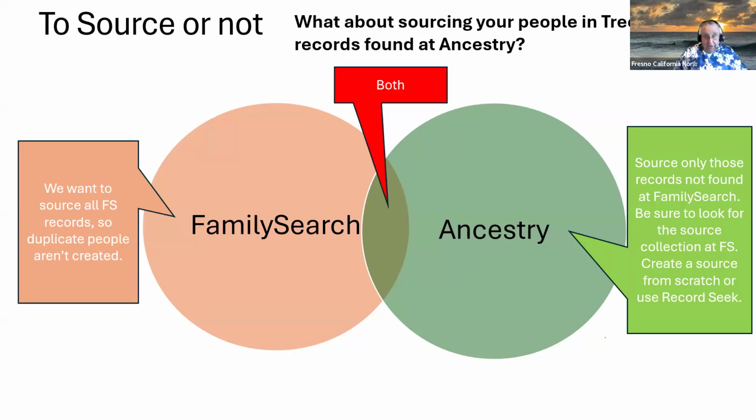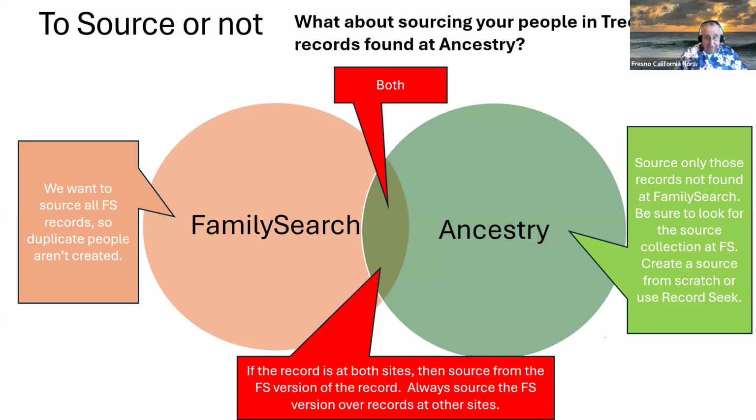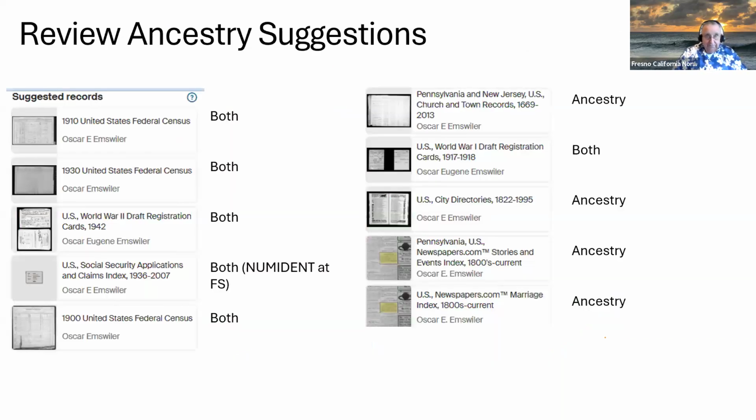Now, there are records that are found at both. It's really a bigger collection than this Venn diagram indicates. For those records, if you really know they're at both sites, you're going to try to find it at FamilySearch and source it from the FamilySearch version, not the Ancestry version, because again, we want to use up the FamilySearch records. We don't need a duplicate from Ancestry if we've got the same record over at FamilySearch, unless we can't find the record at FamilySearch. Then we would go ahead and source the Ancestry one.